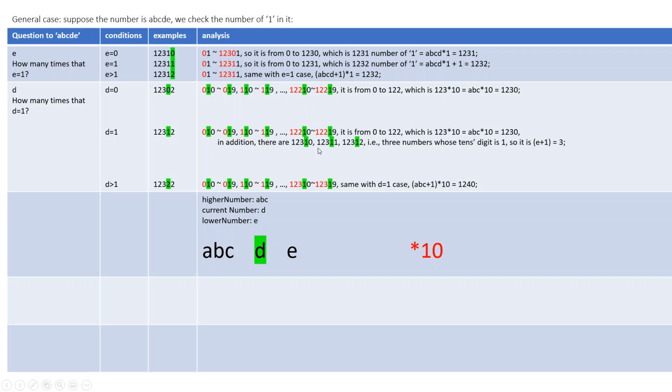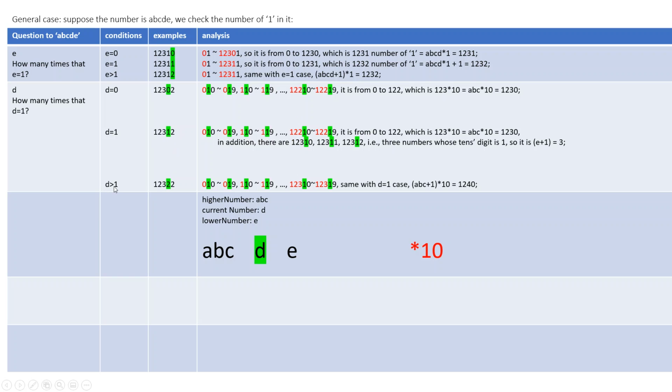So it actually includes three numbers. It's 1, 0, 1, 1, and 1, 2. The prefix are all 1, 2, 3, right? So there are three numbers. So it's e plus 1. It depends on the final e actually. So this is the second case. Let's look at the third case.